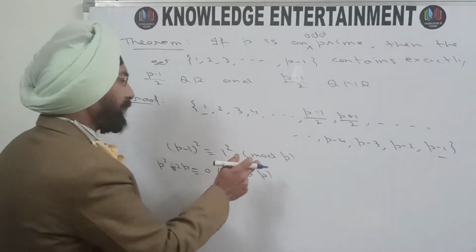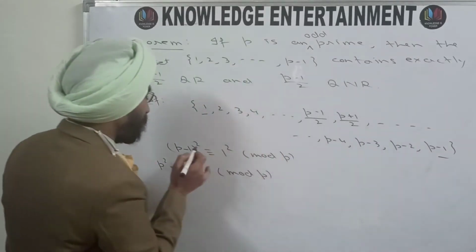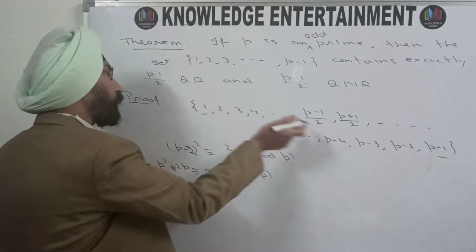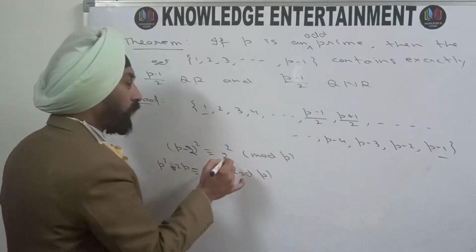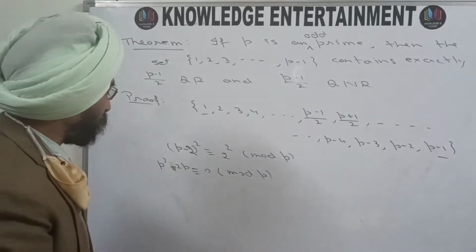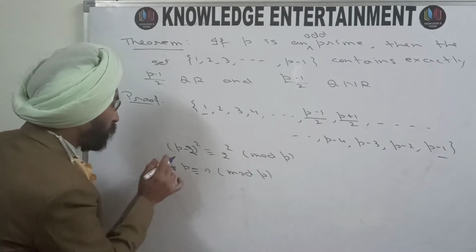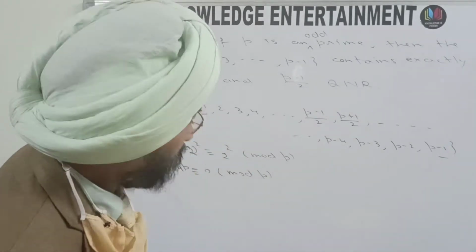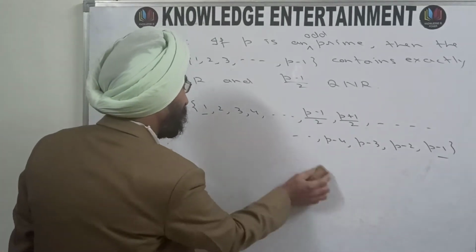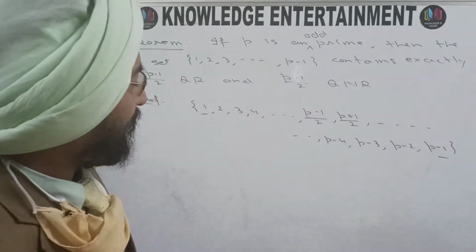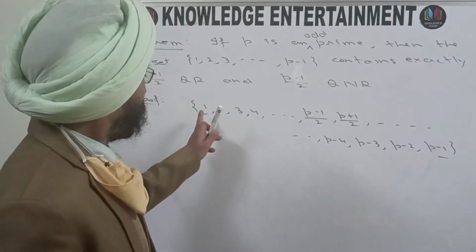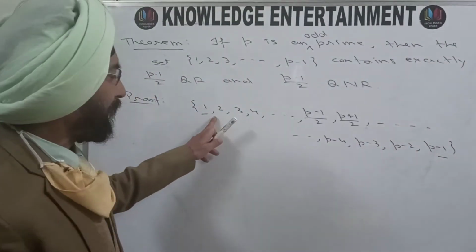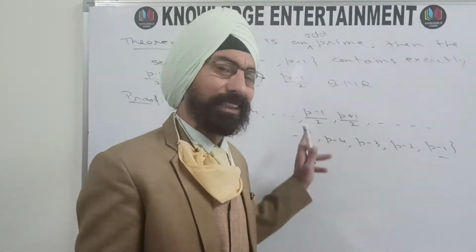Similarly, the second last number, P minus 2 squared, is congruent to the second number, 2 squared modulo P. On the same lines, you will get 4P, and the rest will be the same. So you can see now that the square of the first is congruent to the square of the last, the square of the second is congruent to the square of the second last and so on.